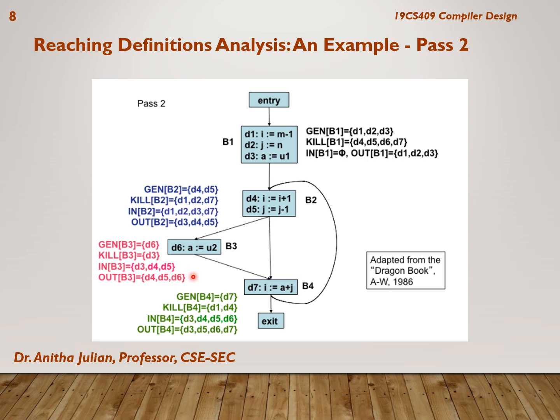So now coming to B3, it is generating D6. It is getting killed in D3. So gen and kill will be the same. In and out will change. So in, what are all the things coming? We have to take like this.